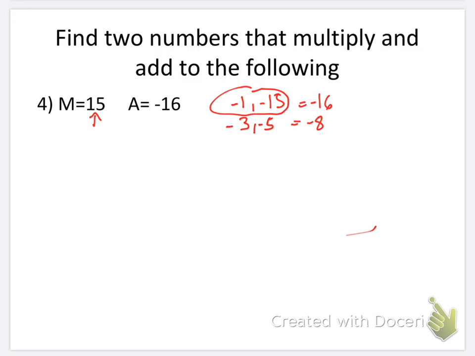So remember to look at that multiply. If it would have been negative, then we could have the option of one of the numbers being negative. But here we have where both of the numbers have to be negative because it adds to a negative number and it multiplies to a positive number.